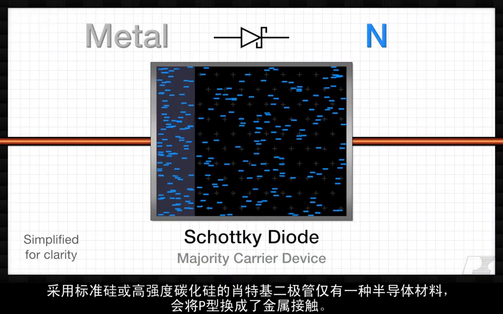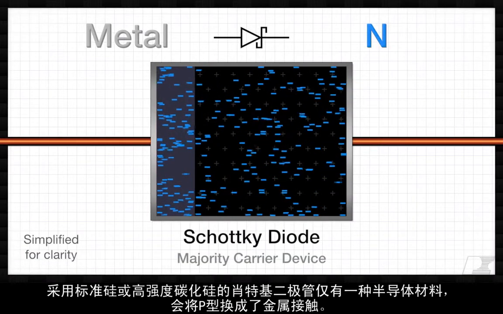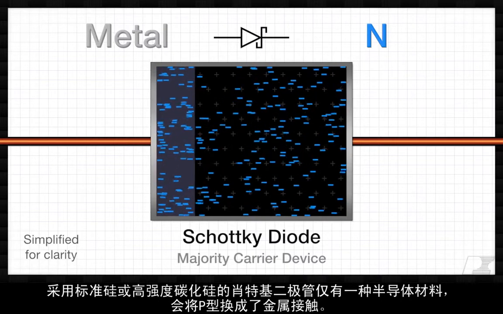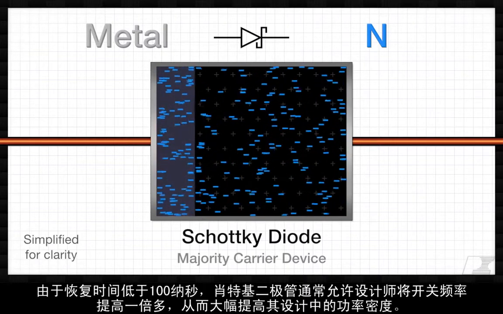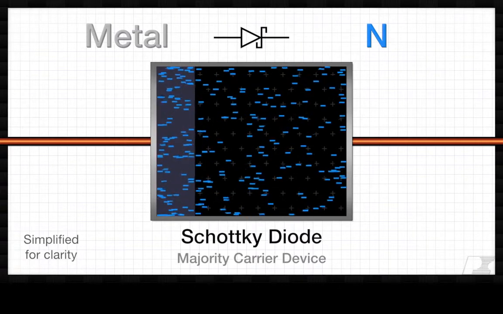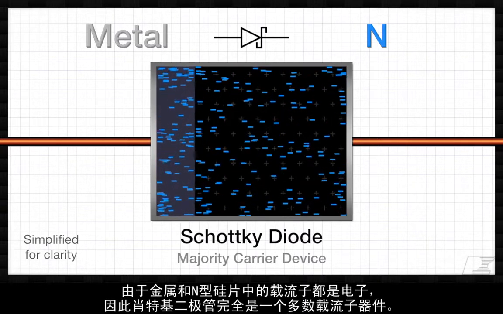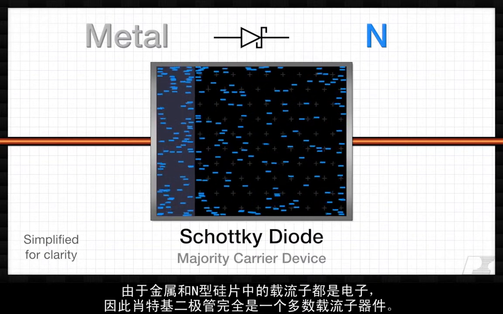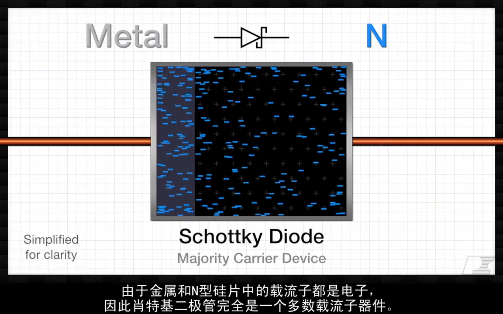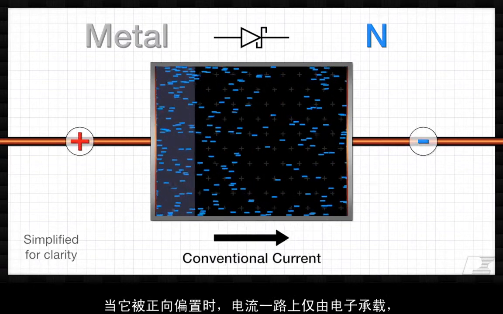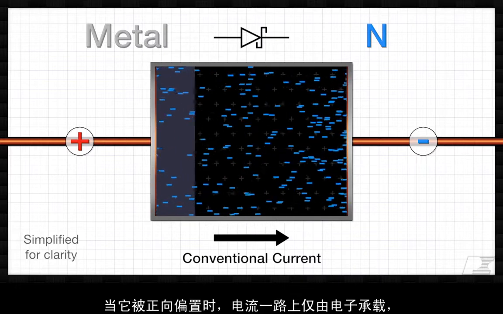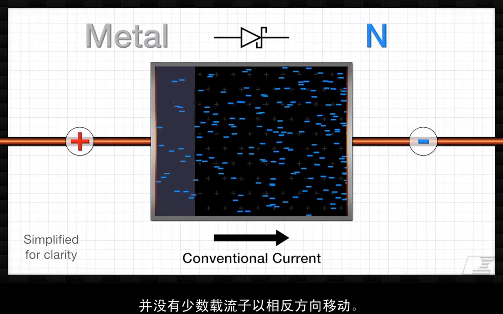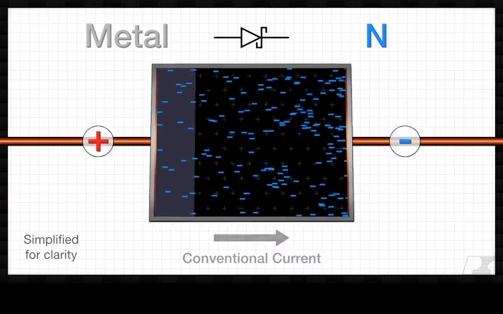Schottky diodes made from standard silicon or high-strength silicon carbide only have one type of semiconductor material, swapping the p-type for a metal contact instead. Because the carriers in both the metal and the n-type silicon are electrons, the Schottky diode is strictly a majority carrier device. When it's forward biased, current is carried all the way through by electrons only, with no minority carriers moving in the opposite direction.